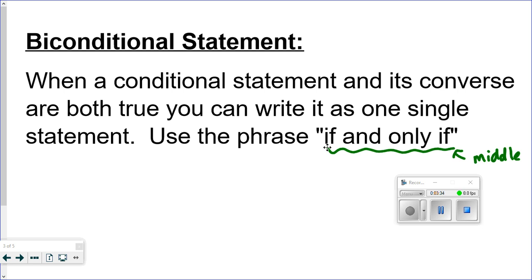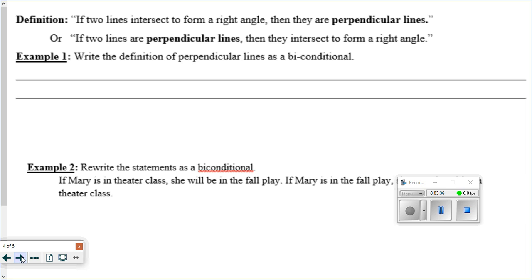Okay, so let's look at this example. So you have on your paper your definition of the perpendicular lines. That's that first thing you have up here. Okay, so if two lines intersect to form a right angle, then they are perpendicular lines. It's also true if two lines are perpendicular, then they intersect to form a right angle. So we're going to write that as a biconditional. So I don't write the if part. I start just at the statement.